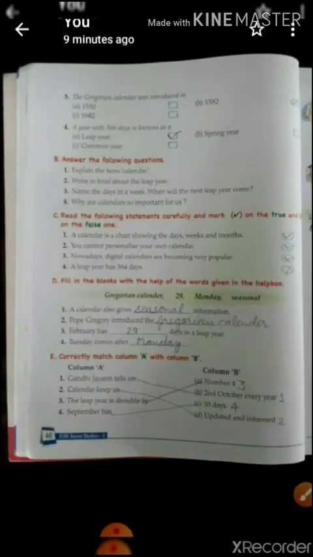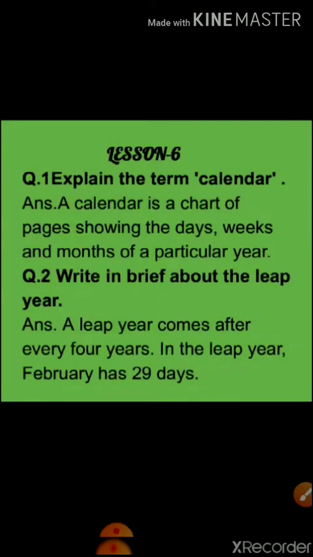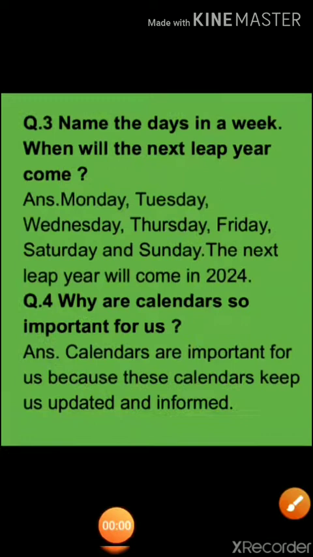Question number B. Answer the following questions. Explain the term calendar. So students, here are your question answers. Explain the term calendar. Answer. A calendar is a chart of pages showing the days, weeks and months of a particular year. Question number 2. Write in brief about the leap year. Answer. A leap year comes after every 4 years. In the leap year, February has 29 days.